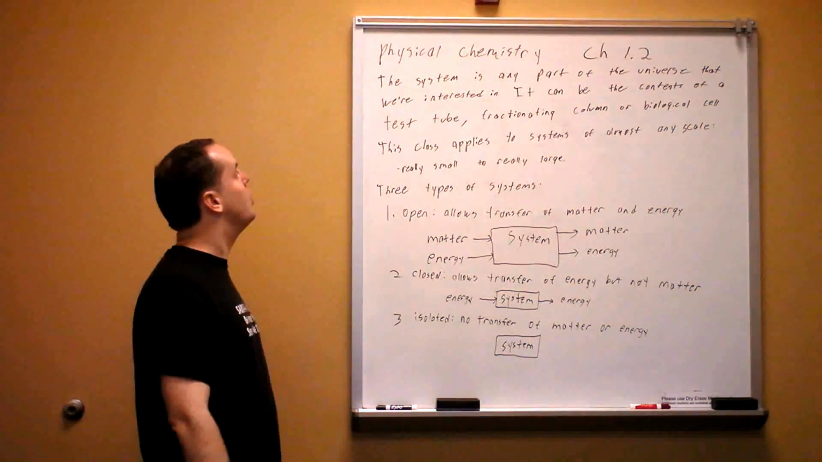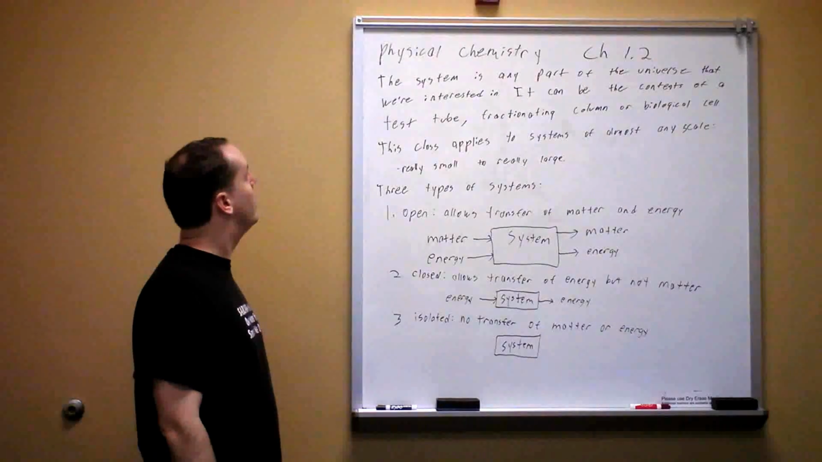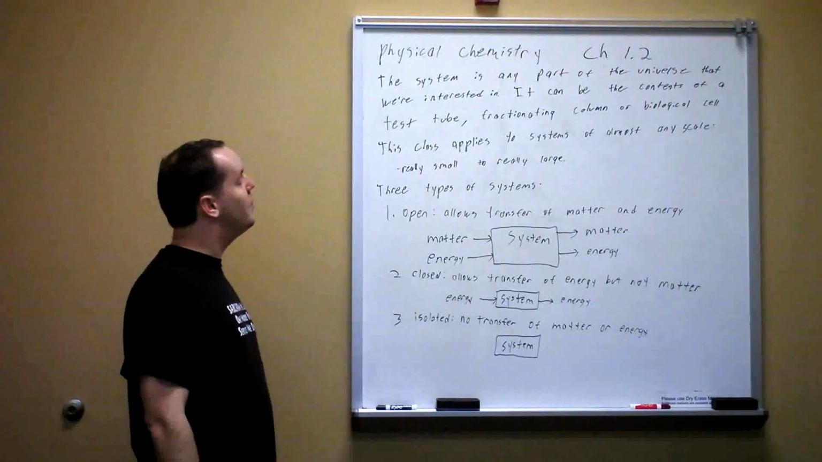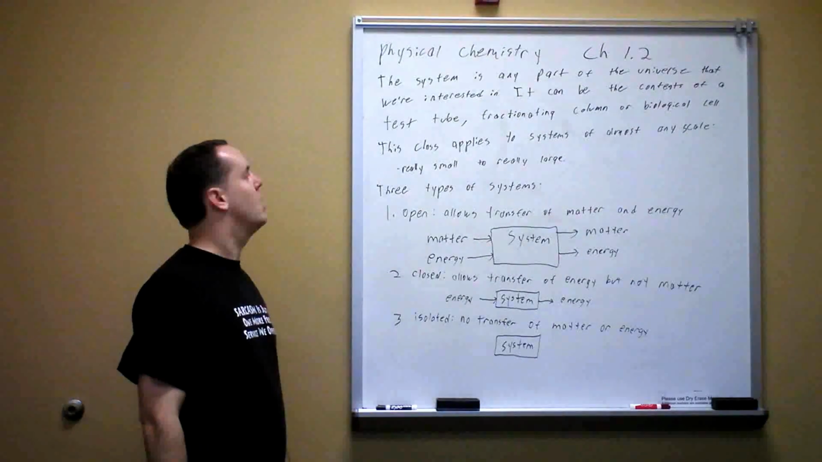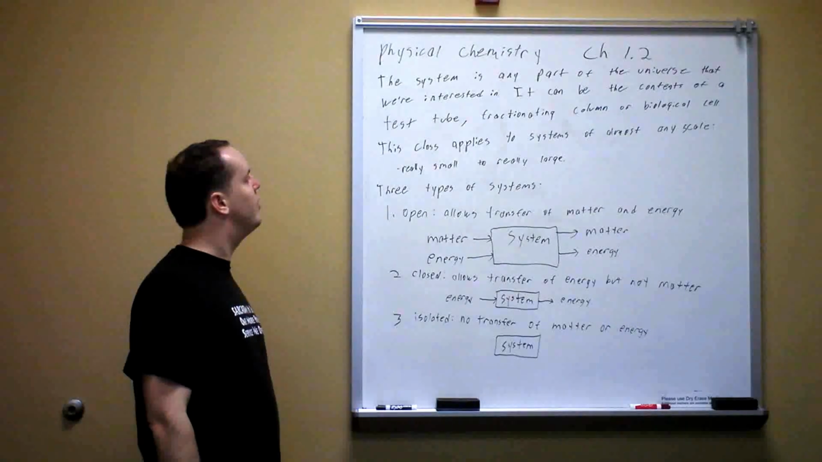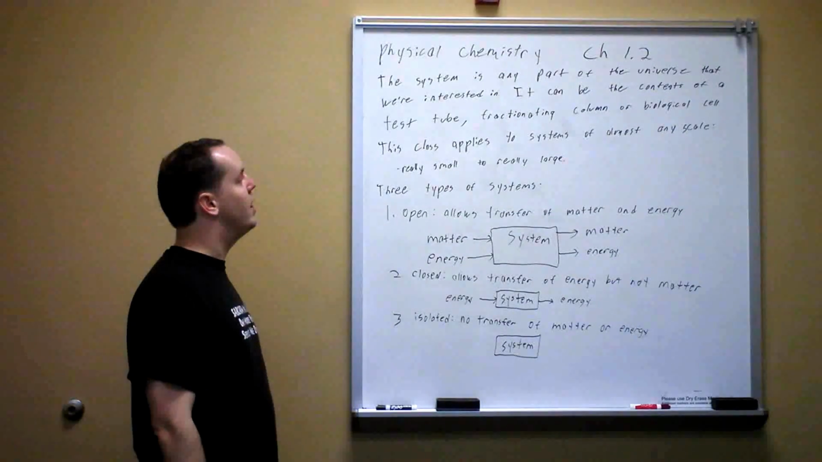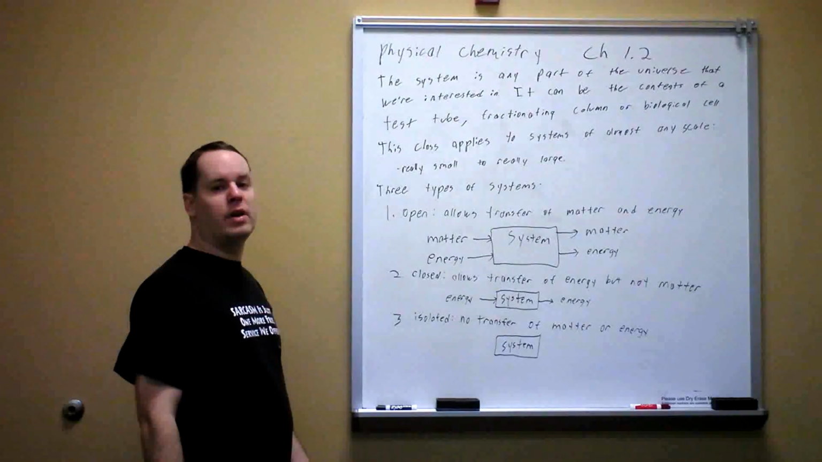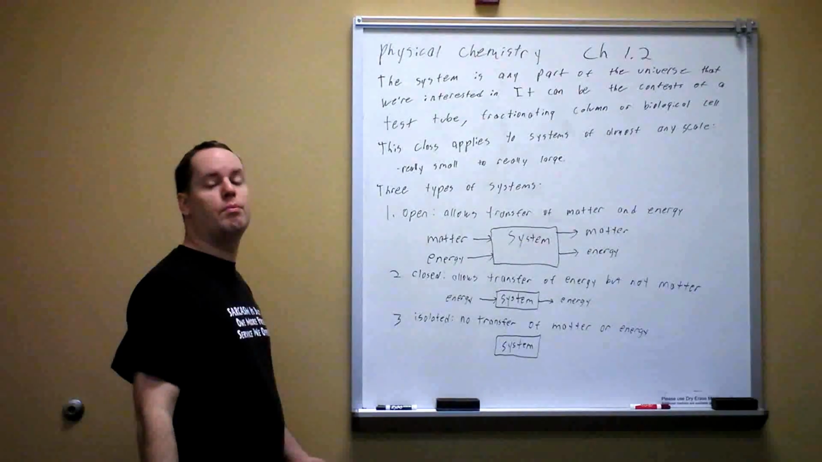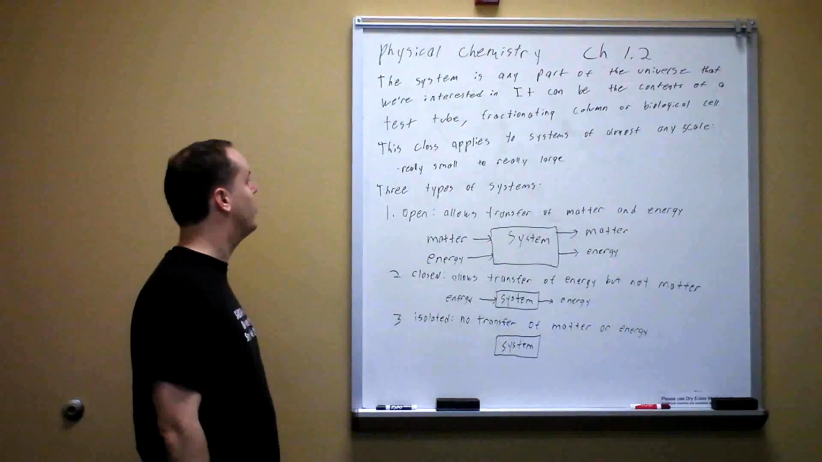Continuing on, chapter 1.2 of physical chemistry, we're now talking about systems. The system is any part of the universe that we're interested in. It can be the contents of a test tube, a fractionated column, or even a cell inside your body. This class applies to systems of any scale. Really, really tiny systems all the way to planetary-sized systems and in between.